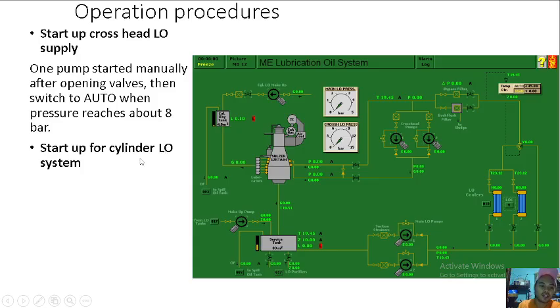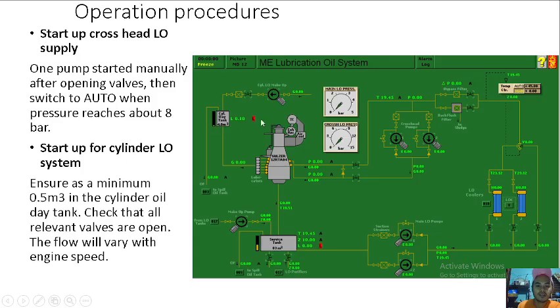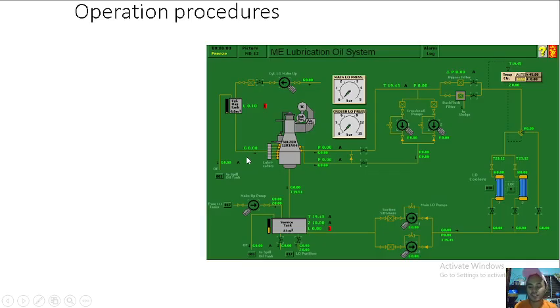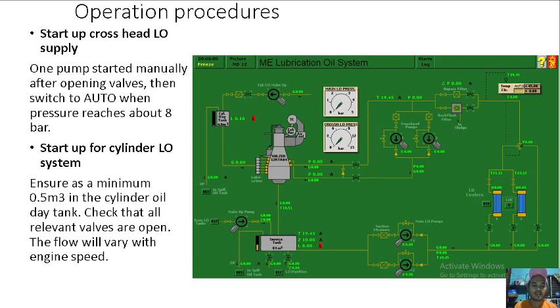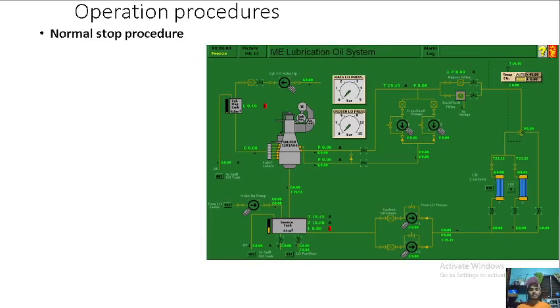So start up for cylinder lube oil system. Here, cylinder lube oil system. Ensure as a minimum 0.5 cubic meter in the cylinder oil day tank. Check that relevant valves are open. The flow will vary with engine speed. So the lubricators will run automatically as the engine starts. There is also a practice that you should activate this manually before starting the engine to be sure that there is oil in the piston and liner.